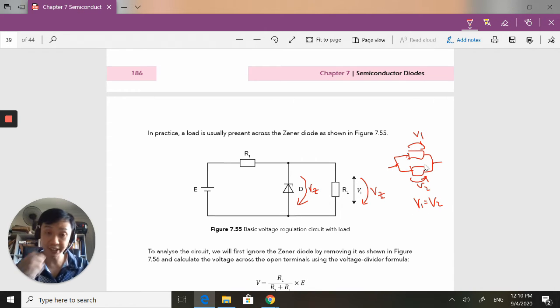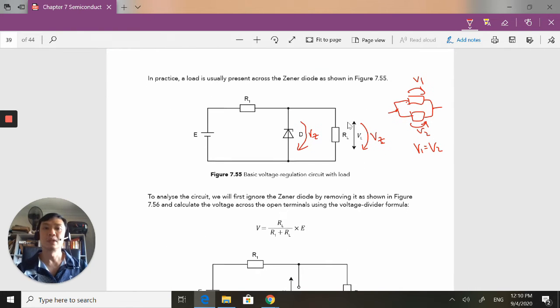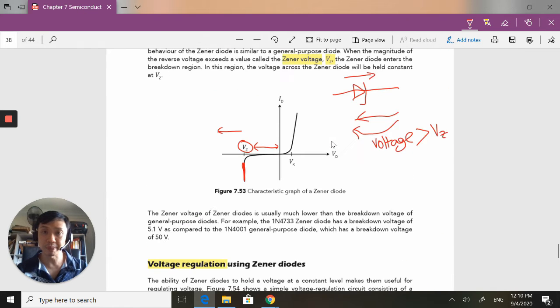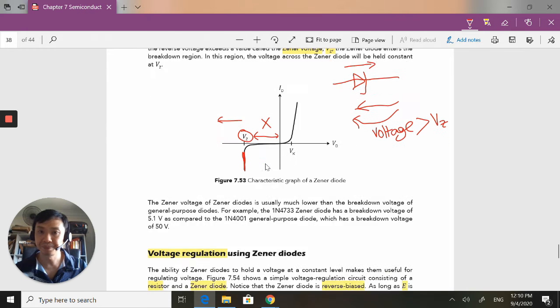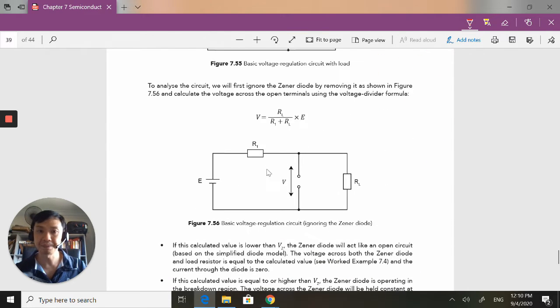Okay, so this is your basic DC circuit analysis. But it's not as simple as that. We have to analyze it. One more time, I'll bring you back to this graph. Remember, we do not want anything lower than Vz. We do not want to be operating in this region. So we have to make sure that the voltage applied across it is not here. So let's do an analysis here.